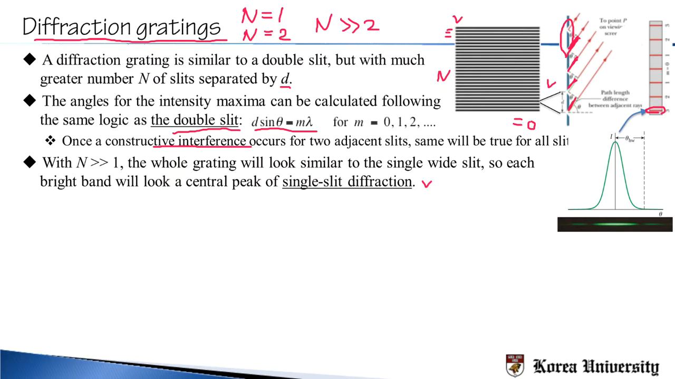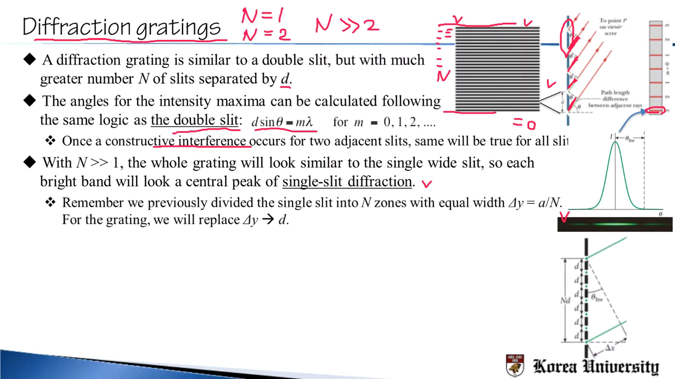You know, in single slit diffraction, we divided this wide slit into many zones, right? It just looks like this. If you consider this whole grating as a single slit, and try to divide it into n zones, then it looks the same, right? So therefore, the intensity profile of the one bright band coming from this grating just looks like the central peak of the single slit diffraction, which is given like this. Okay, so let's try to figure out how wide this peak looks.